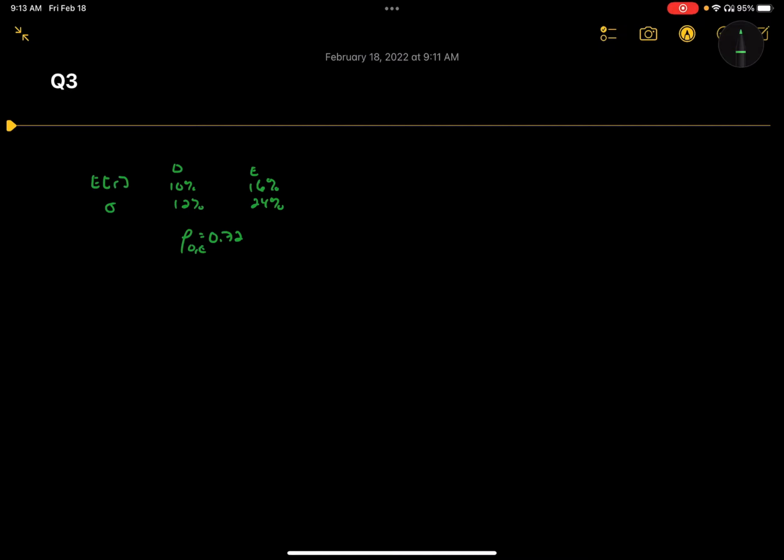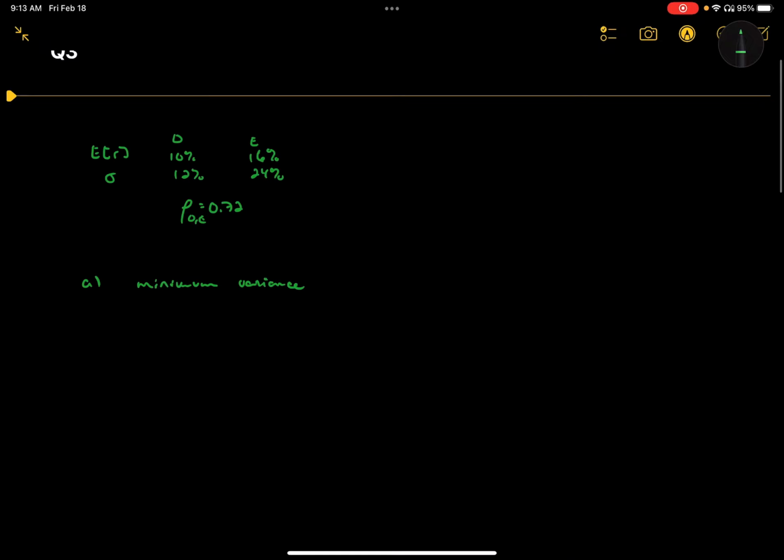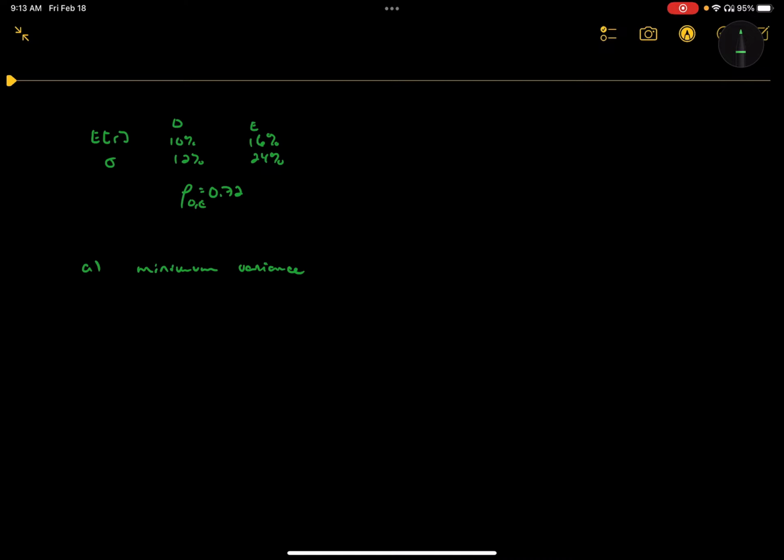So whenever we read minimizing risk, we use minimum variance. Okay, so minimizing risk between D and E. So basically just use the proper formula. So that's what's on the formula sheet.